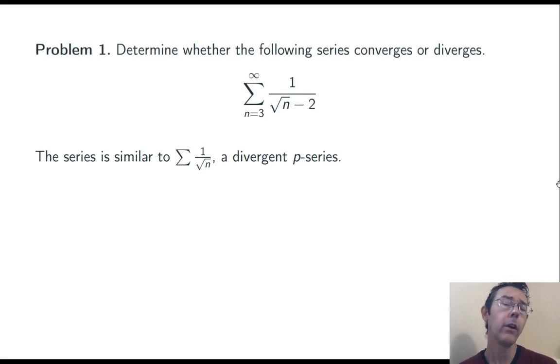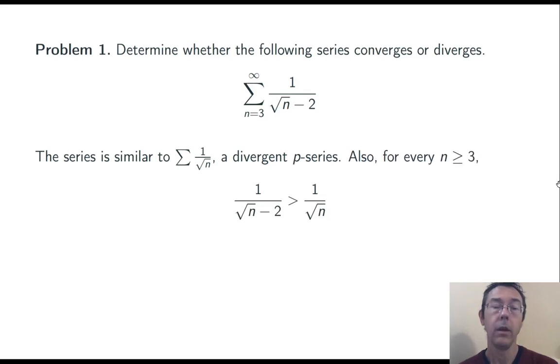So here I'm noticing that this series looks a lot like 1 over the square root of n, which is a divergent p series. P in this case is 1/2. Moreover, this series that I have here with general term 1 over the square root of n minus 2 is actually larger than 1 over the square root of n, the general term for that p series I mentioned.